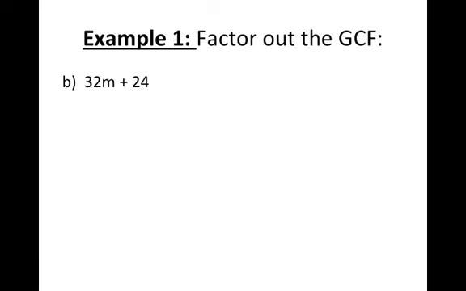32m plus 24. Let's see, 8 factors out of both 32 and 24, and so the factored form is 8 times (4m plus 3). 8a minus 9. Well, 8 and 9 are relatively prime, so this whole little binomial is prime. There's nothing we can factor out.